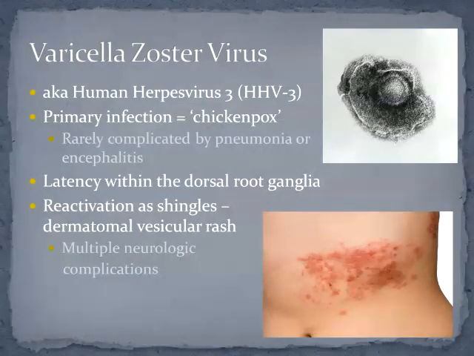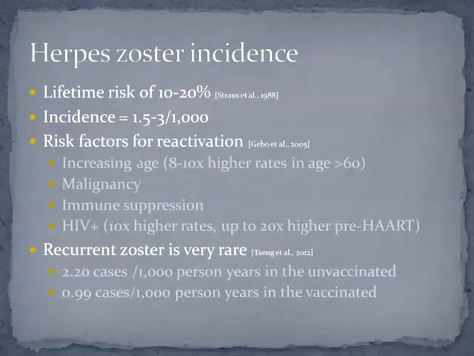So varicella zoster virus is a herpes virus. As we know, I don't think I need to go through all these details, but it can be reactivated as the zoster rash, as he had. Now, the incidence of zoster is about 10 to 20% lifetime risk. And the risk factors, again, are similar to what we've talked about before. So increasing age, history of malignancy, immune suppression, HIV positivity.